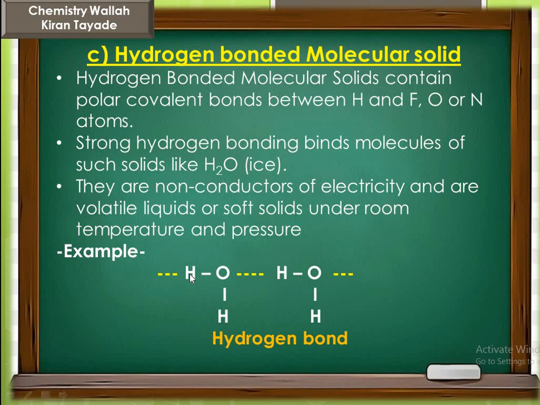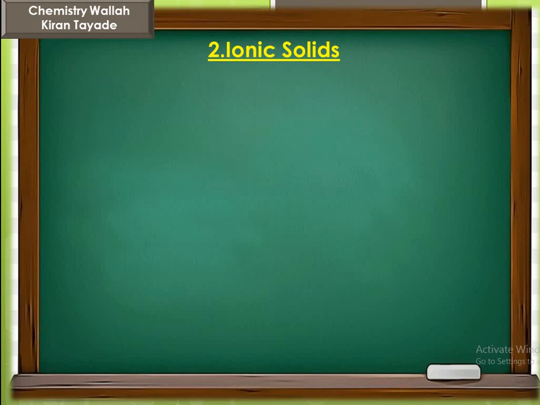In this water molecule, this hydrogen is partially positive and this oxygen is partially negative. This is also hydrogen, partially positive. The oxygen atom of one water molecule is joined to the hydrogen atom of the other water molecule, and this is nothing but the hydrogen bond.